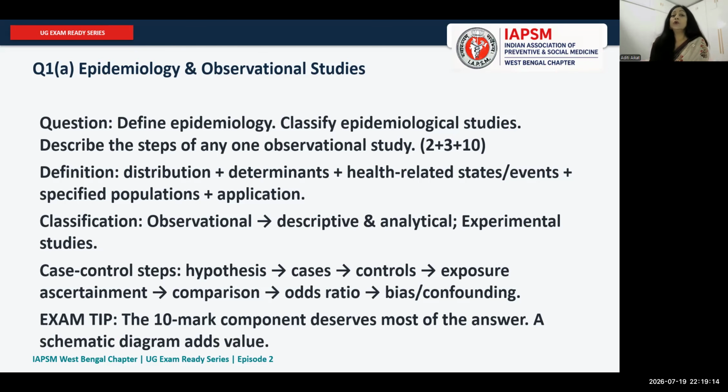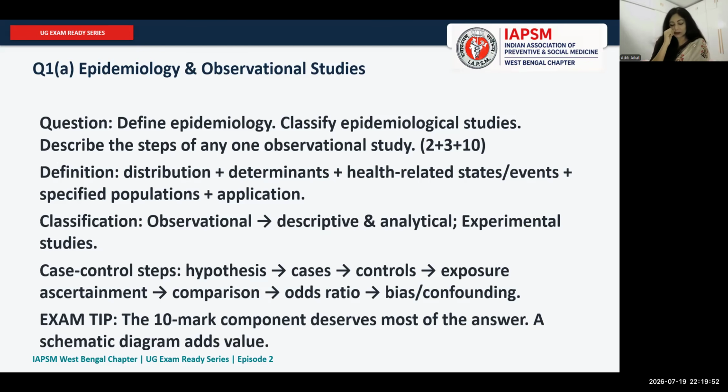But do remember, any answer needs to have the major keywords. Without these keywords, the answer loses its rightful marks. So, when you are defining epidemiology, the distribution, the determinants, the health-related states or events, that is, for a specified population, and its application, has to be there.